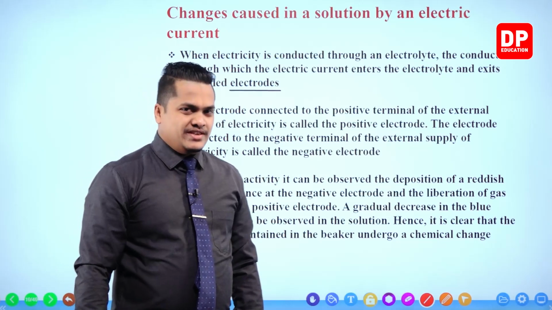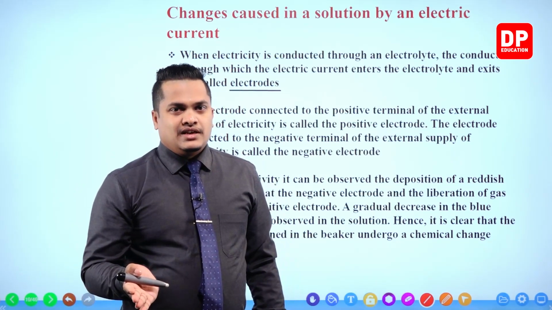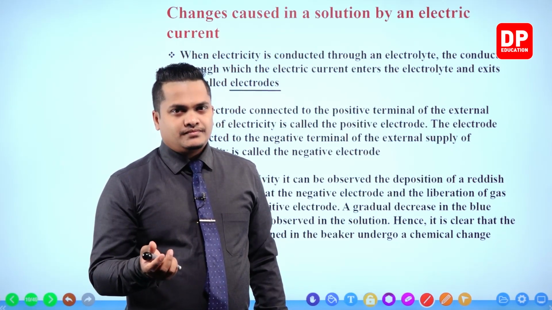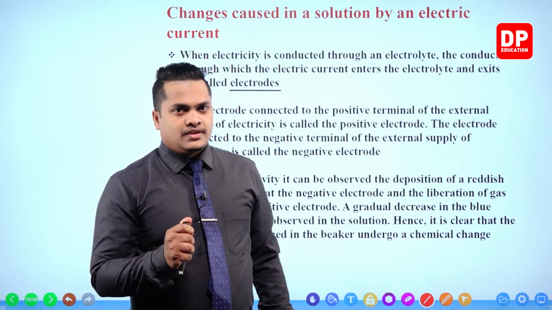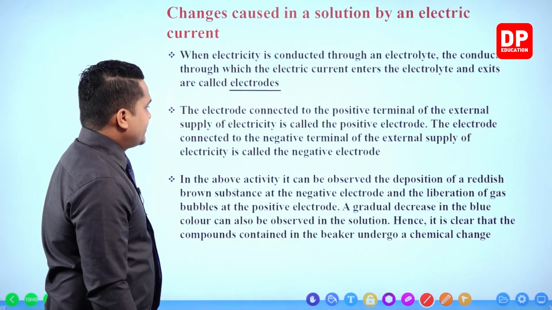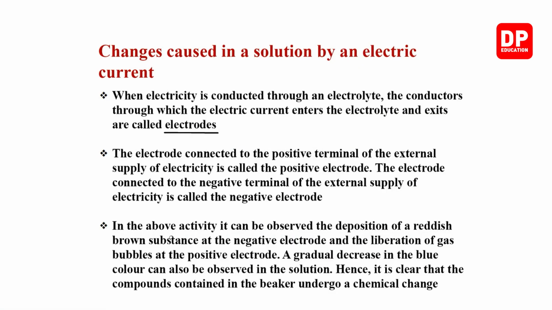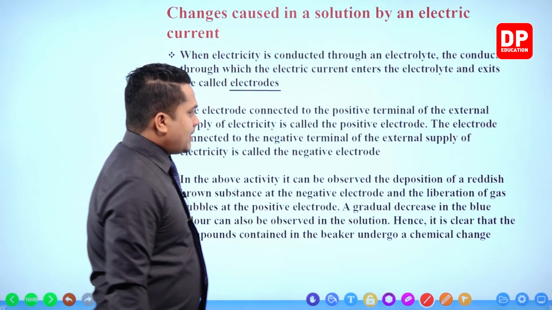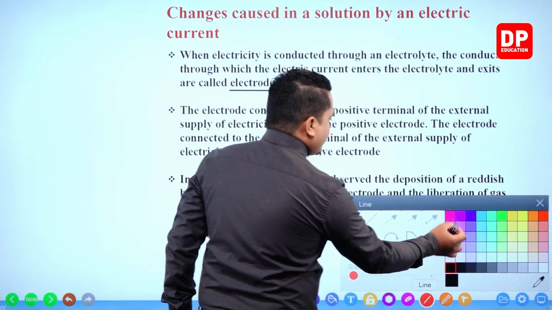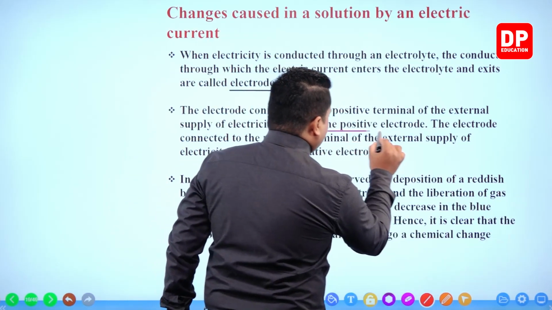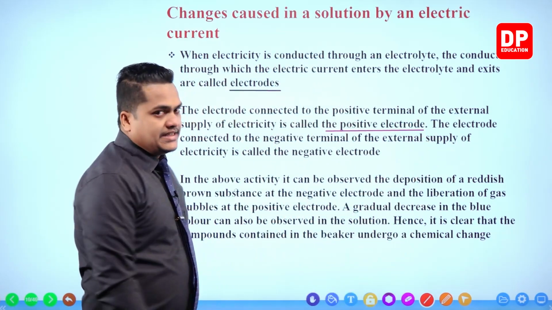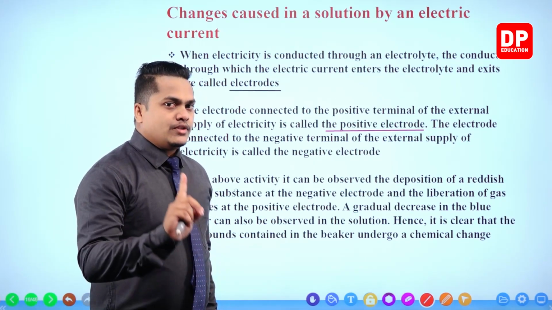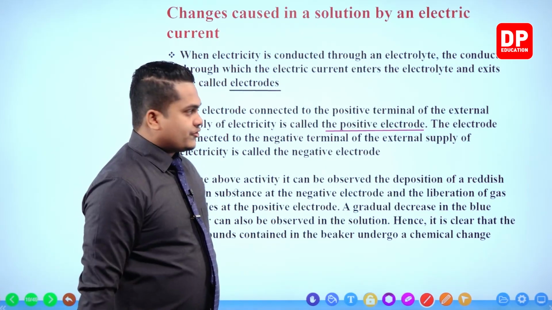Okay. So here specially we use electrodes as carbon rods. Normally we use carbon rods, right? So let's see what are the other contents. The electrode connected to the positive terminal of the external supply of electricity is called the positive electrode. So the carbon rod which is connected to the positive terminal is the positive electrode.